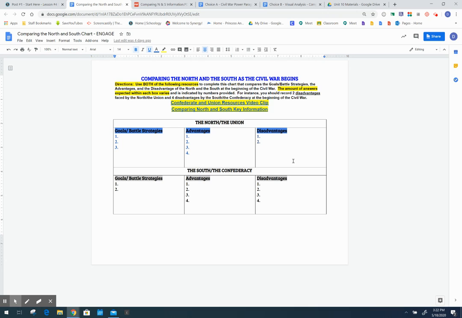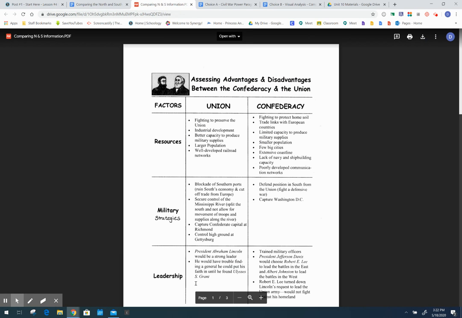On this chart, you're going to be looking for the same things for the North and the South. What were their goals to win the war? What strategy would they use in order to do that? For instance, if I come over here, I'm going to see the military strategies right here in the middle row of your informational article. So that should not be hard to find.